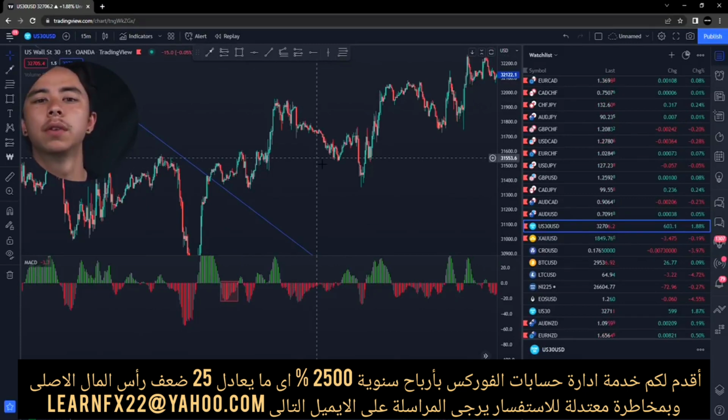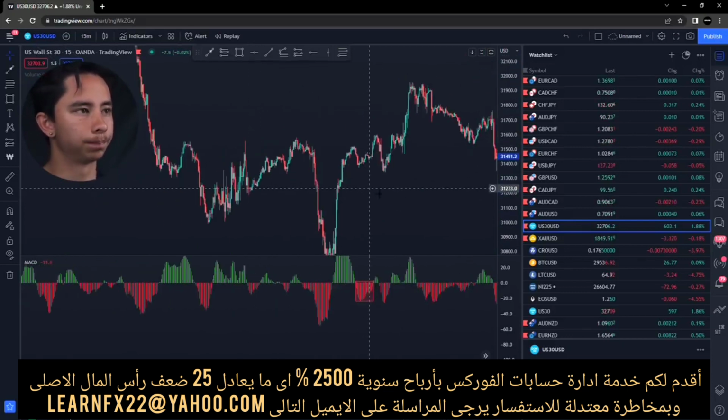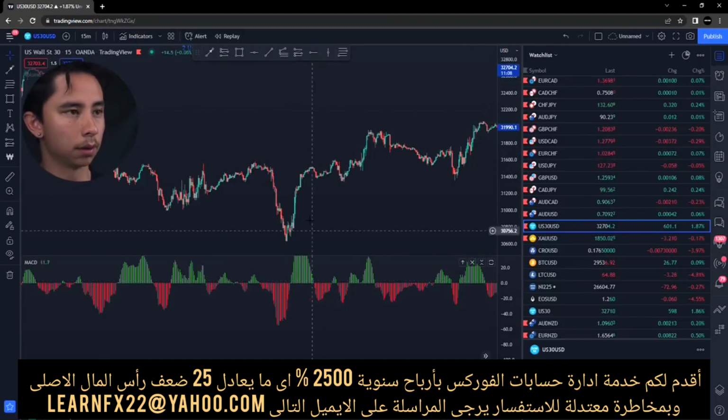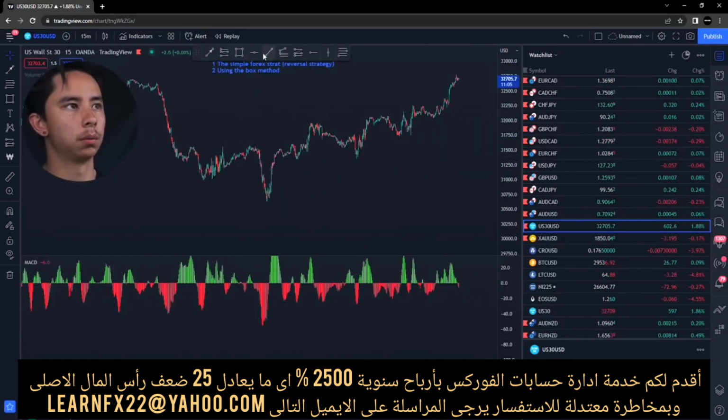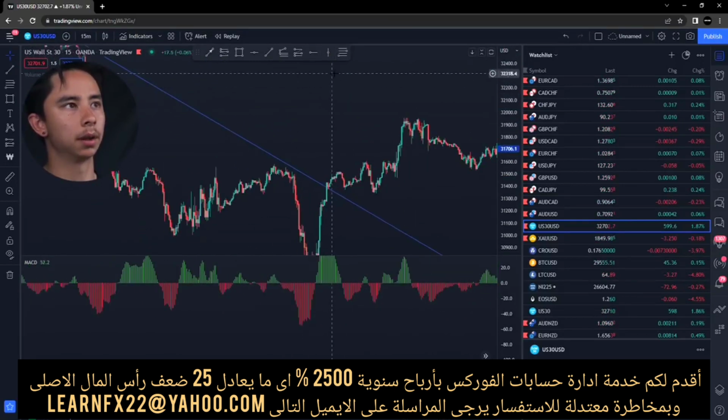Now we're going to look at the exact same thing. We're just going to combine them together. This is exactly how you're going to do it. So step one, we wait for price to break a lower high. This is when we're in a downtrend. So in price, we are in a downtrend here. All we're looking for is price to break a lower high.